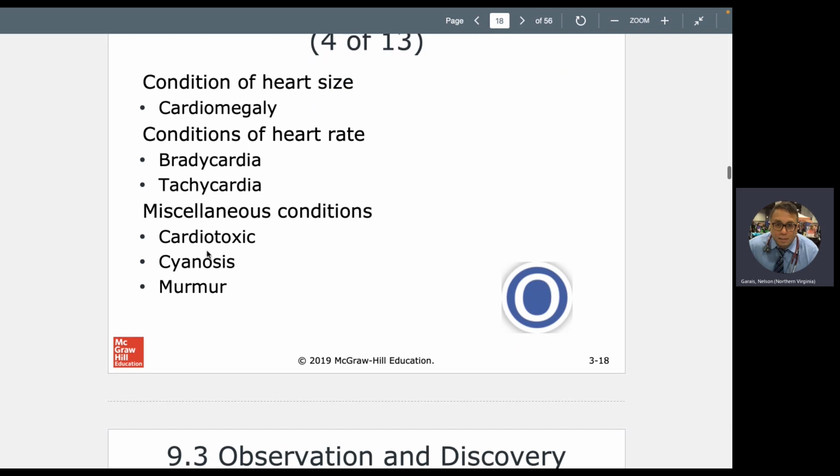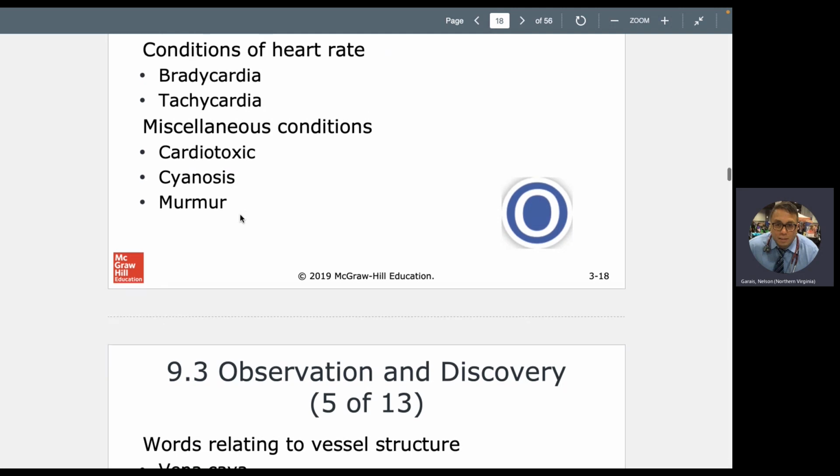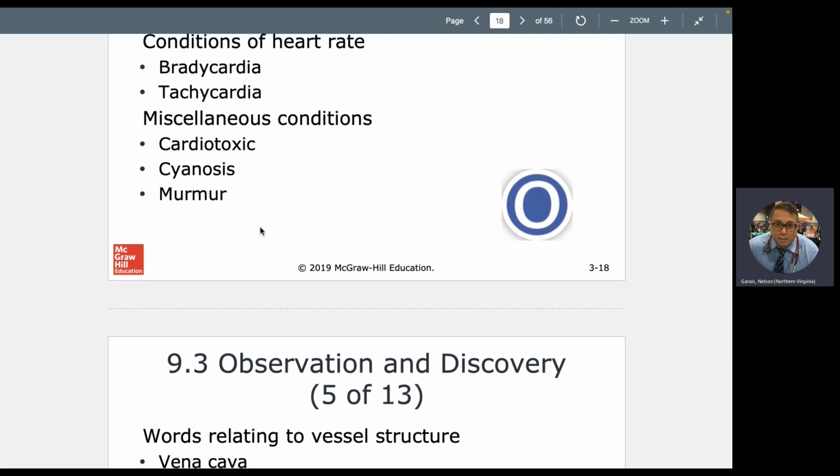Cardiomegaly, bradycardia, tachycardia, we already went through. Cardiotoxic, it's any medication or substance that is poisonous to your heart. Cyanosis, osis, abnormal condition of cyan or blue, when someone turns blue or ashen colored. Murmurs, of course, are extra sounds. You should only hear lub dub, lub dub when you're listening to your heart through a stethoscope. When you start hearing other extra things other than the S1 and S2, then that's a murmur. That's a problem. Sometimes the murmurs are pathologic. Sometimes they're just part of old age.